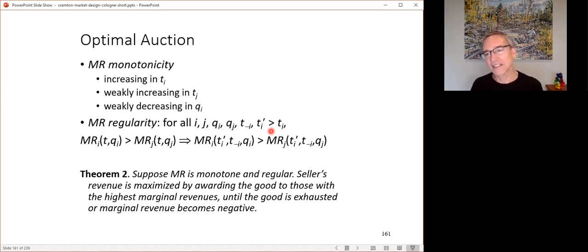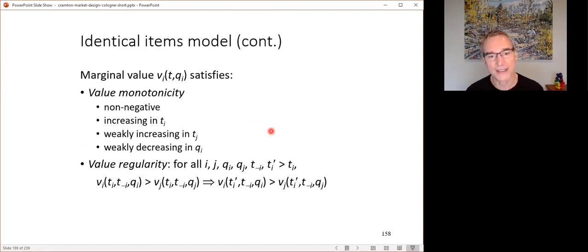If it's positive, but if my cost is zero, then I just keep going until marginal value turns negative, or I run out of the good. And usually I'll run out of the good first. But in this case, I'm doing the exact same thing in the optimal auction. I'm just allocating based upon that marginal revenue formula rather than the marginal value formula. I allocate to the guys with the highest marginal revenue and continue to do so until marginal revenue turns negative. And in this case, marginal revenue does turn negative.